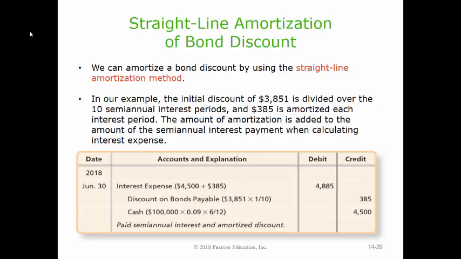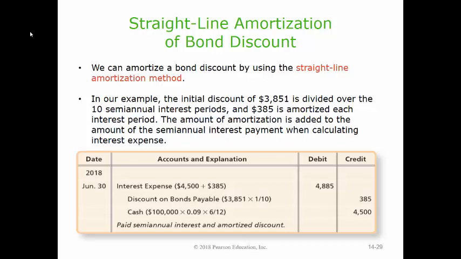So in our example right here, we had an initial discount of $3,851. Well, this is a 5-year bond that pays interest semi-annually, which means in total, we're going to make 10 payments, 2 per year for 5 years. So over the course of those 10 payments, we're going to remove an equal portion of that discount from our books. And that is going to be $385, actually $385.10, but we're going to round off to the nearest whole number. And every time that we pay interest, we are going to remove that $385 of our discount.